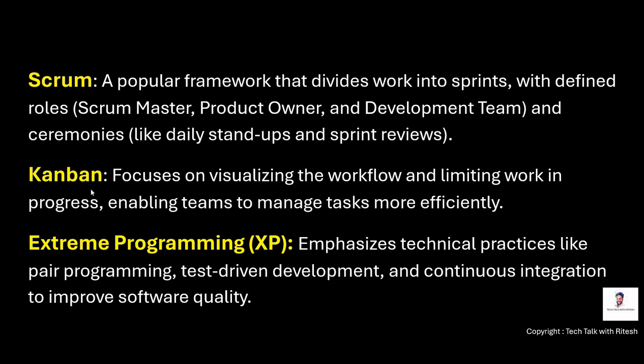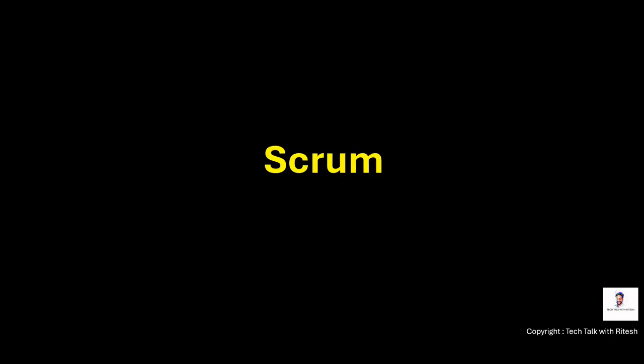The next type is Kanban, and it focuses on visualizing the workflow and limiting work in progress, enabling teams to manage tasks more efficiently. And then we have Extreme Programming, XP. It emphasizes technical practices like pair programming, test-driven development, and continuous integration to improve software quality. Now let's go into detail of each one.